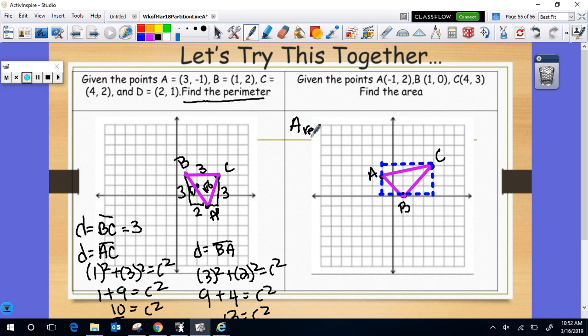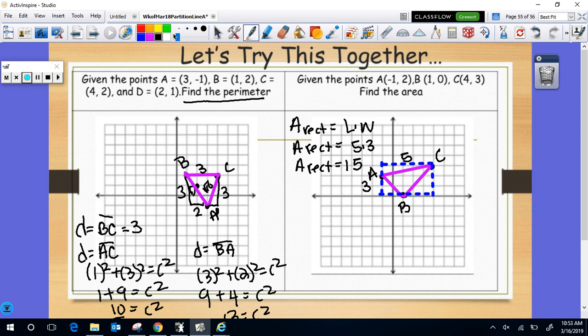So we're going to say the area of the rectangle equals length times width, or base times height. So the area of the rectangle is going to be equal to 1, 2, 3 for this side, and 1, 2, 3, 4, 5 for this side. So we're going to say 5 times 3, which is 15 units. So the area of that rectangle is equal to 15 units.